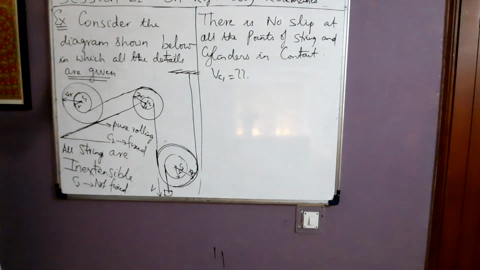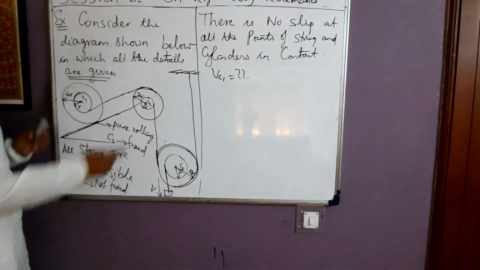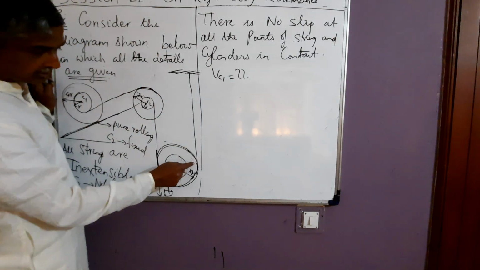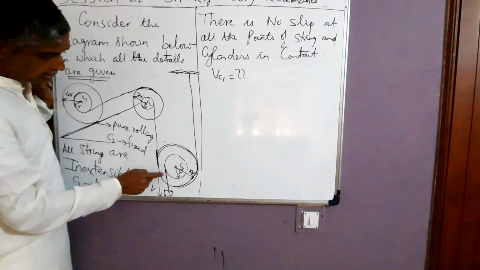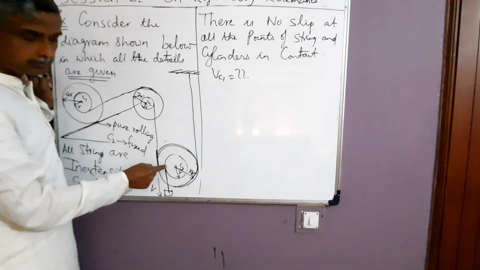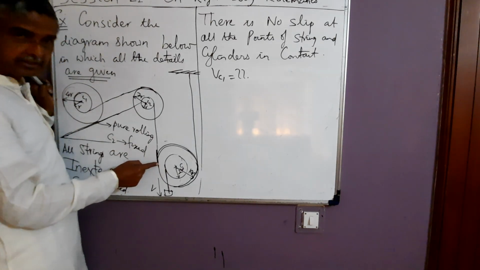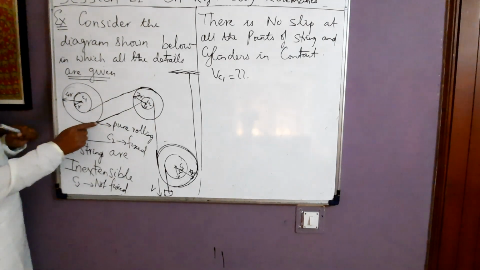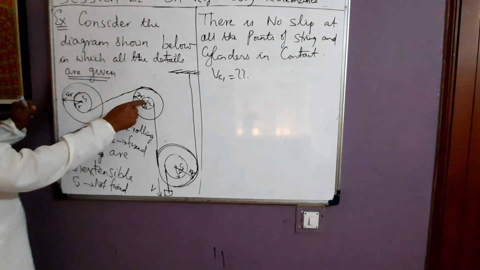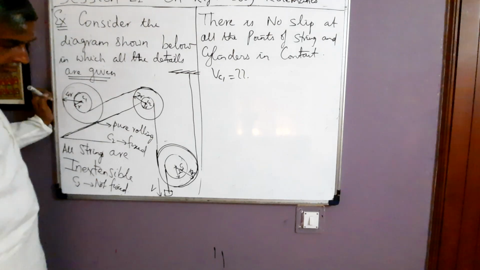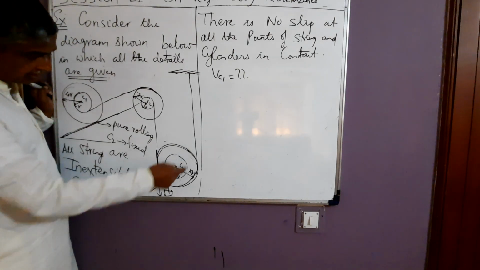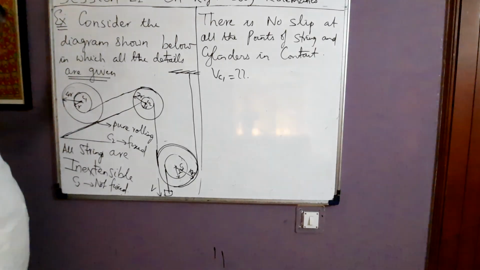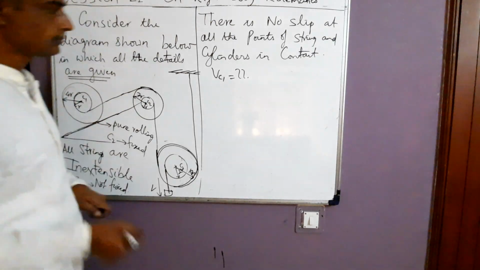So now all the strings are inextensible. Here no slip. Here also there is no slip. String and double cylinder in contact, no slip. Here also string and double cylinder in contact, no slip. And here pure rolling takes place. C2 is fixed. C1 and C3 are not fixed. This string is folded over the inner cylinder and this block moves down at a speed v at the given instant. The question is, find Vc1 in terms of v.